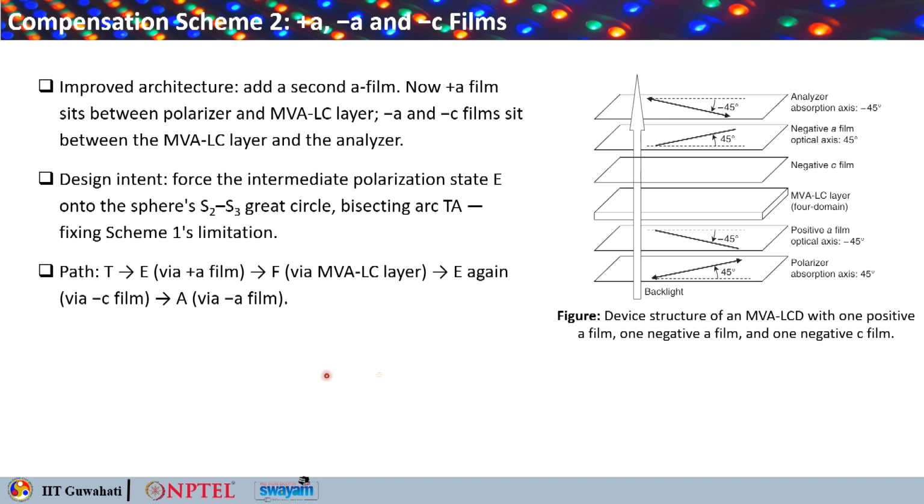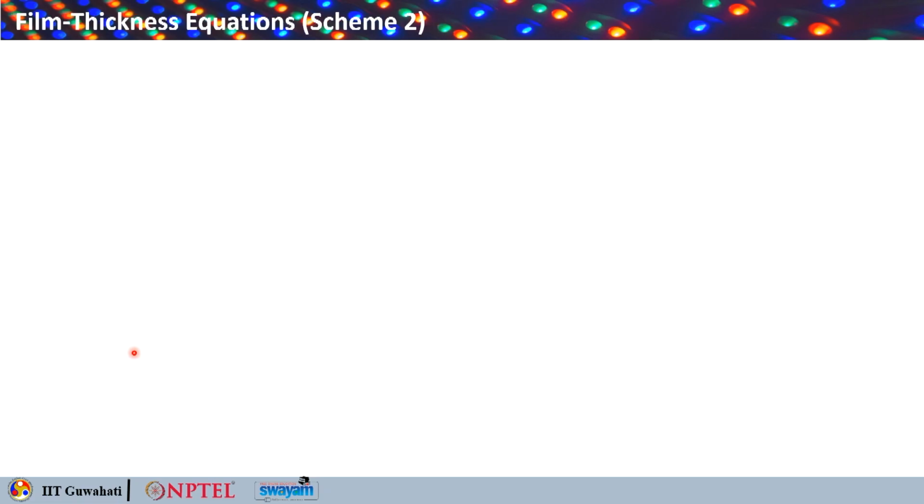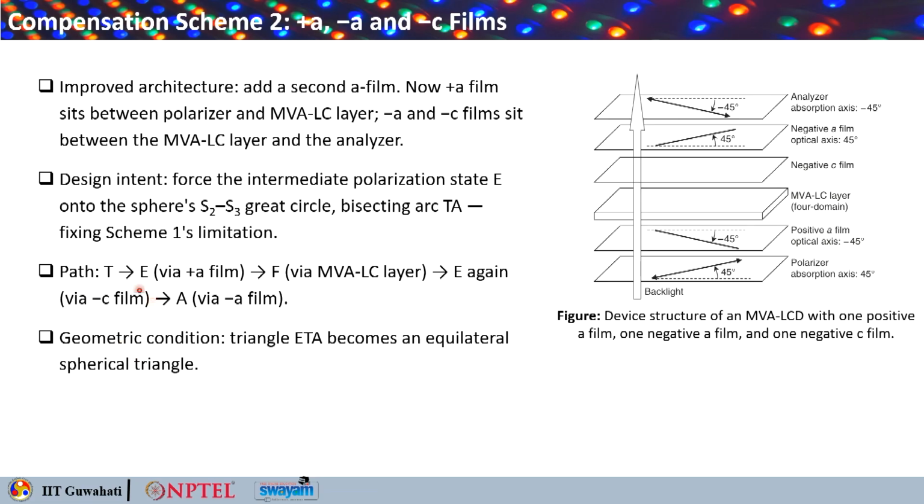Okay, so what is the path that should be followed now? You can go back and see that particular circle. You basically want to go from T to E via the positive A film, then to F via the liquid crystal layer, and then come back to E again via the negative C film, and then finally to A via the negative A film. So here the geometric condition is that the triangle ETA becomes an equilateral spherical triangle.